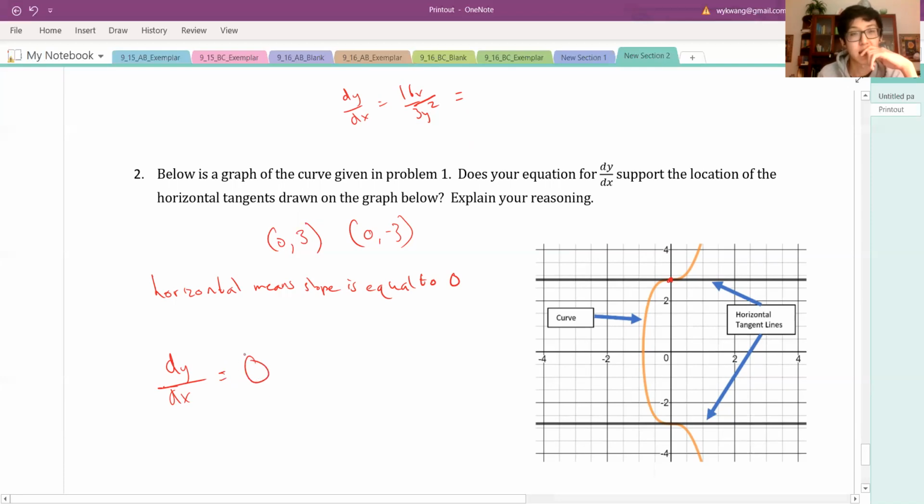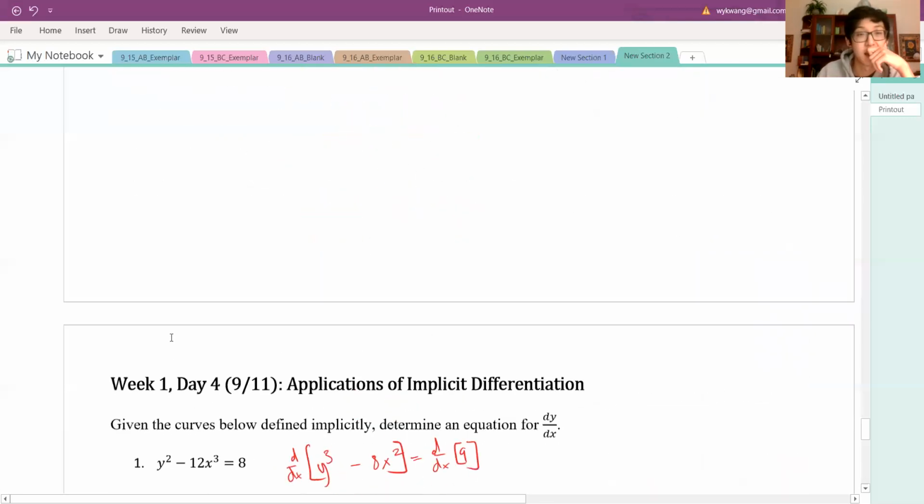Well, how can we test that? We have our dy dx equation, in this case 16x over 3y squared. Let's just plug in these numbers, 0 and 3, x and y, and see if we get 0. If we get 0, then it supports the location. If we don't get 0, then it does not support it. So yeah, that is how you do this problem.